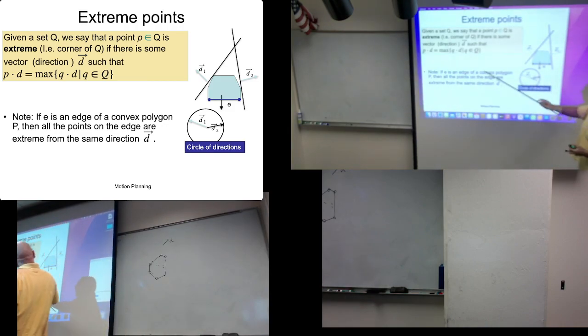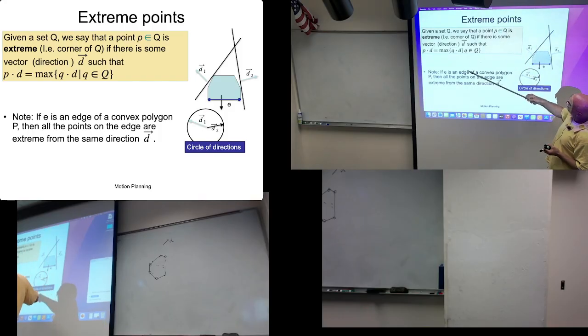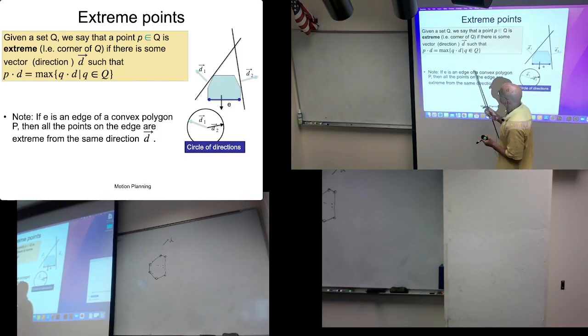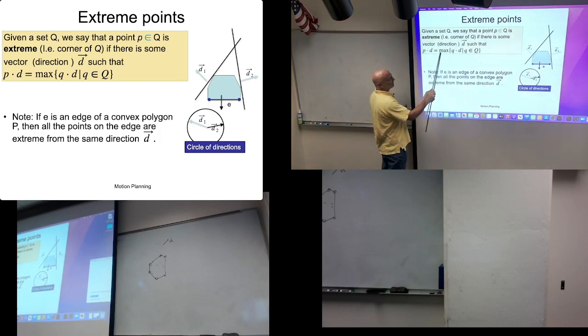Formally, we say that some point P in a shape Q, not necessarily in the plane, not necessarily connected, it can be disconnected, a lot of points, contiguous, whichever Q is, is an extreme point in some direction D. D is a vector, non-zero. It doesn't make sense if it's zero. If we look at this point P, its dot product with the vector D is the maximum that you can get when you try all the other points in Q.